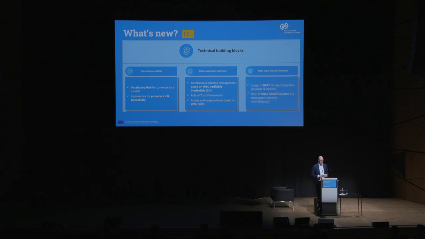And then finally, in the third pillar, we are using DCAT, which is the open European standard for expressing data services and data offerings. I think many of you will know the standard from the open data world, but it can be used in a really nice way in data spaces too. And that's what we have explained in this third pillar.